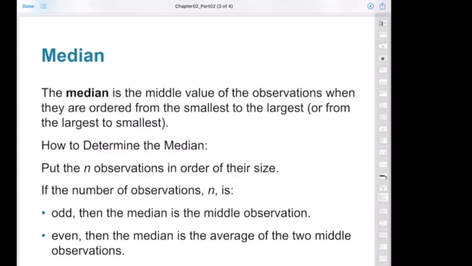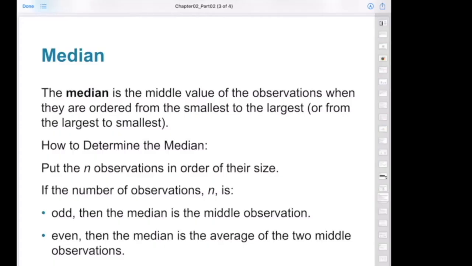The second one is the median. This is our second measure for the central tendency, or for the center. So what is the median? As you can see from the definition here, it is the middle value of our observations, okay? But only after you order the data from the smallest number to the largest number.